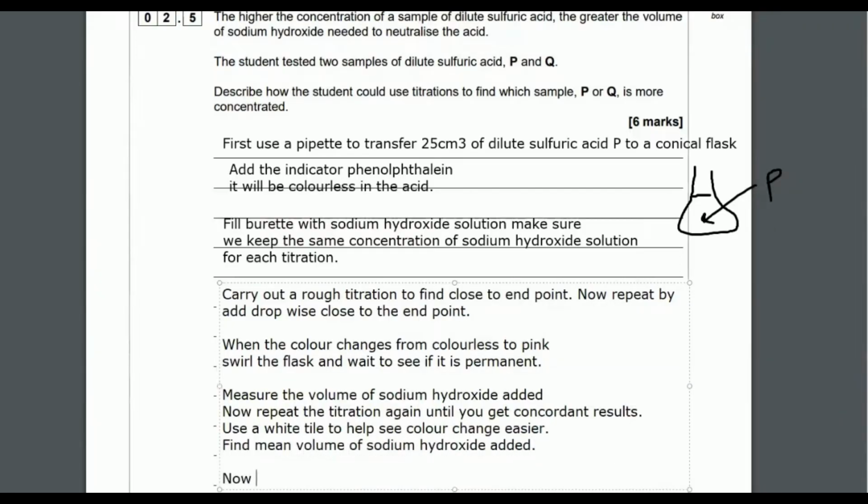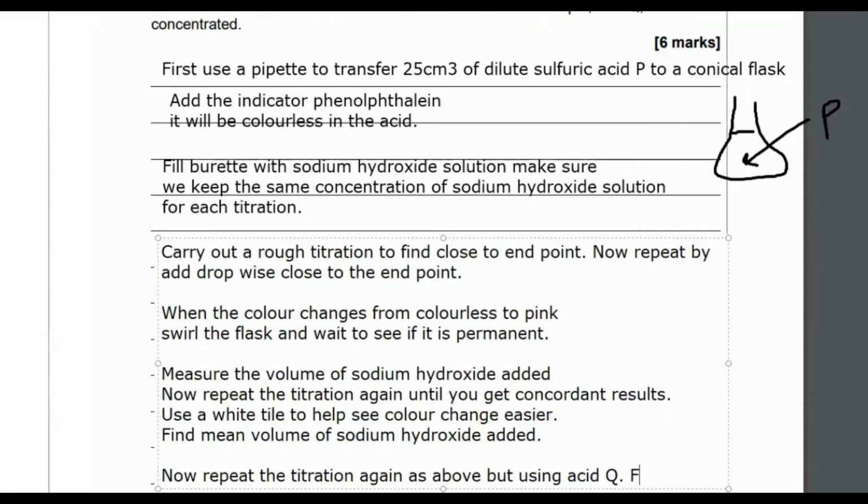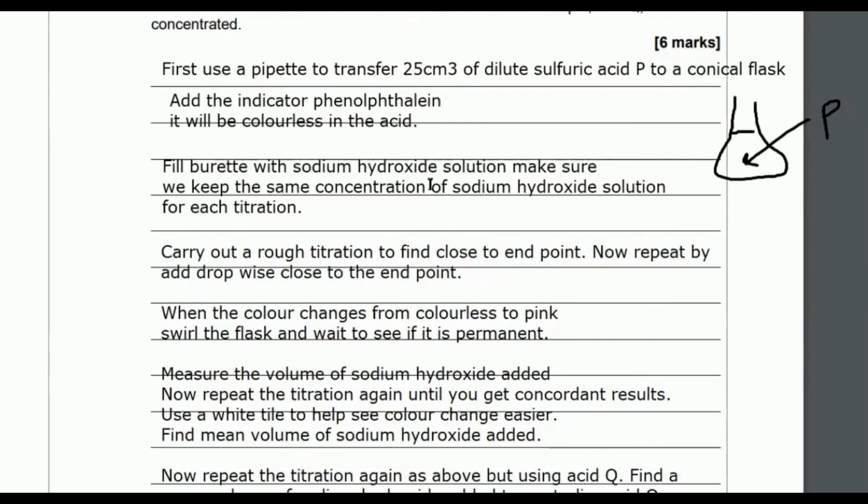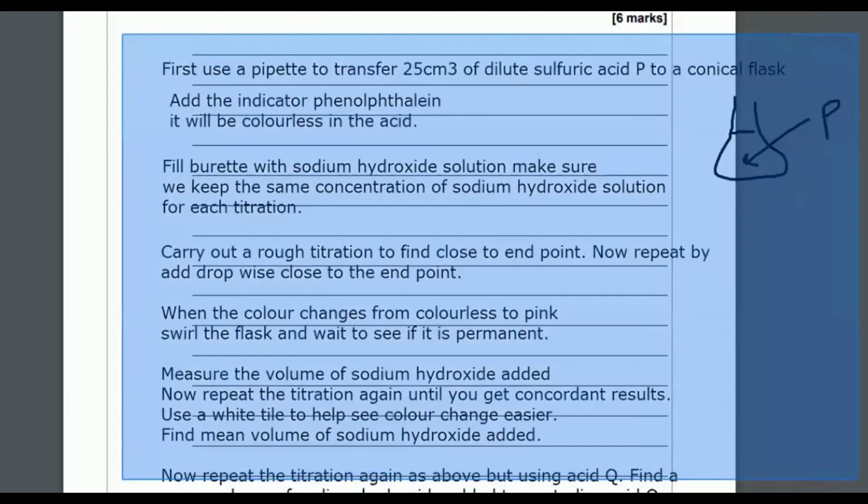Now we want to find the mean volume of sodium hydroxide added. And now we're going to repeat the whole thing again with Q. Now, the one where we have to add more sodium hydroxide is going to be the acid of the higher concentration. So once we find the mean volume of P added and the mean volume of Q added, the one we added more of is going to be the one where the acid was at a higher concentration.